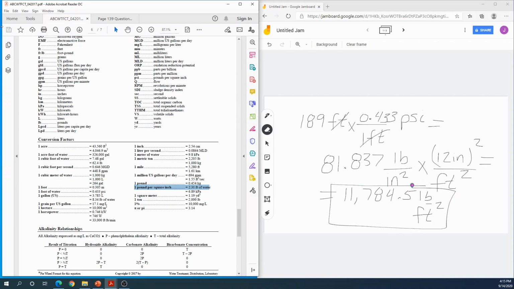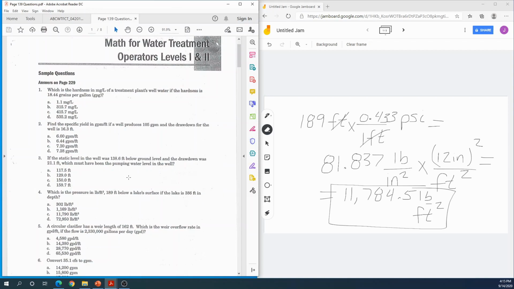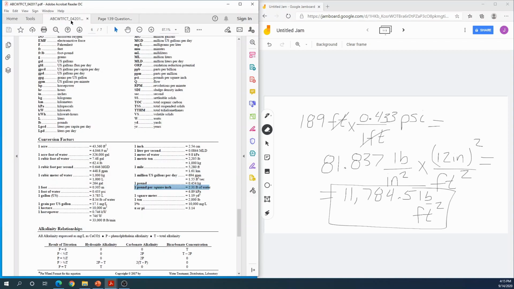Let's take a look at our question, and we know that C, 11,790 pounds per foot squared. That's our answer. That's one way to go about it. As you saw, we just tracked units all the way through. We were able to get the answer in pounds per foot squared. Now, I did an additional step. Let's step back and see if we can do this a little bit cleaner.